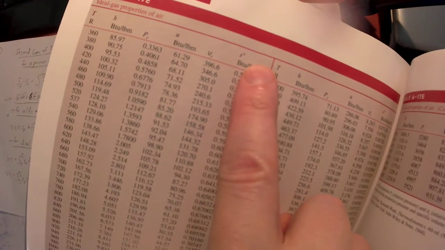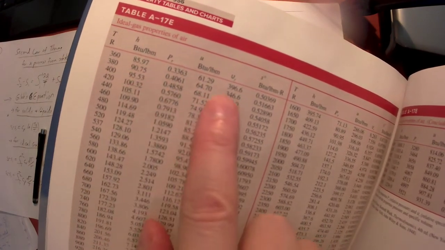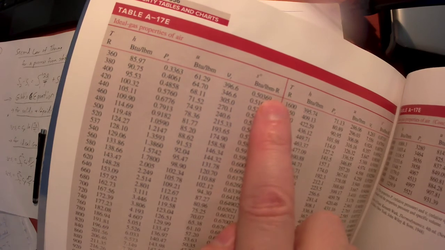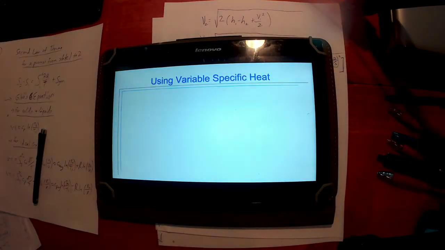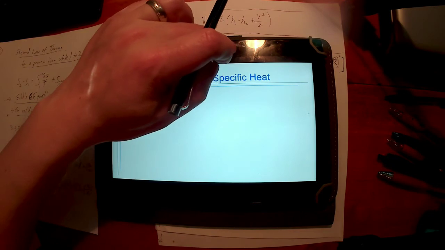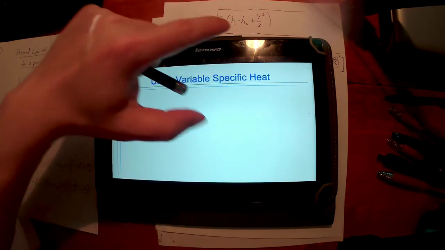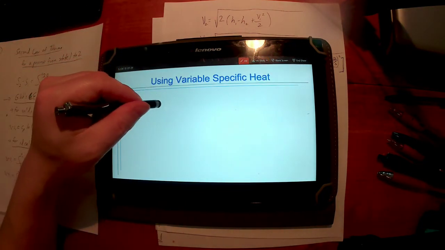If you look at those, they give you this s degree value. So they give you, based on temperature, an h and a u value. But they also give you this s degree value. Now that's very important to be aware of, is that s degree is not an s value. Right? s degree is not the same as an s value.